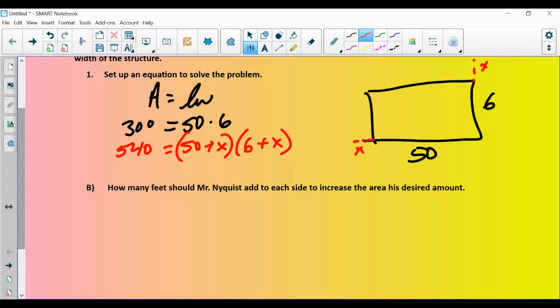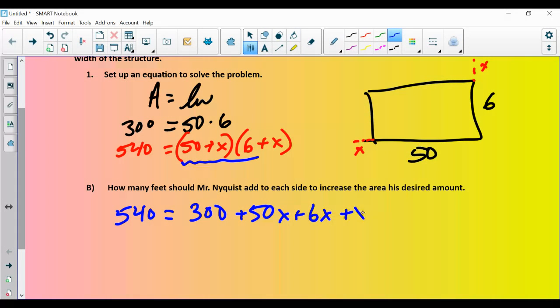Now, we've learned how to factor, so we have the capability to actually solve this equation and figure out what the x value should be. What we're going to need to do is FOIL this statement, and by FOILing it, we're going to get still 540 on the left. But we already did 50 times 6, that's 300, right? We did it up here. Plus 50x, plus 6x, and plus x squared when we FOIL. 50 times 6, 50 times x, and x times 6, and x times x.